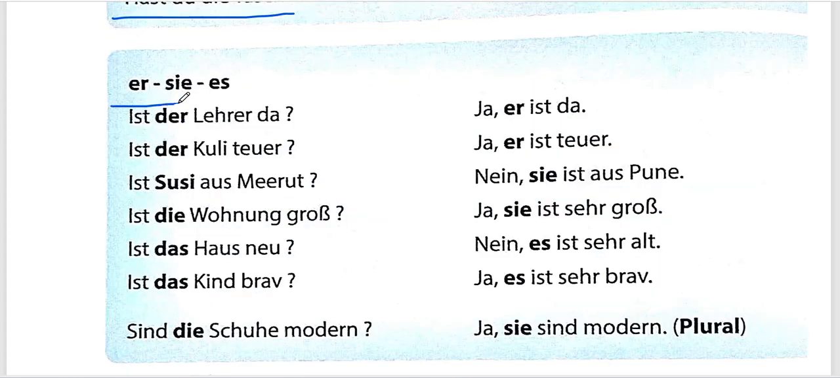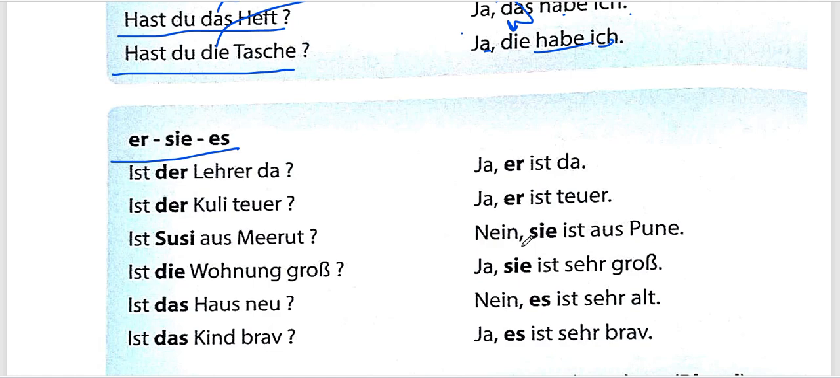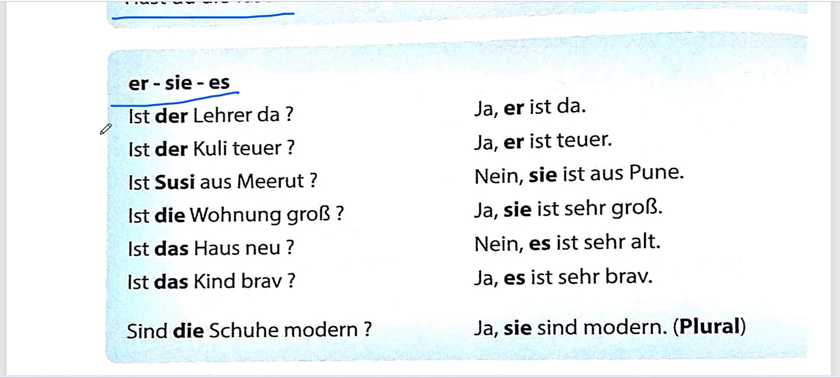So now we have the nominative. What is that? We'll be using the same thing, the der, die, das thing only. This der, die, das one, we use with people. So how do we do that? For example, let me give you one. "Ist der Lehrer da?" Is the teacher there? So instead of saying yes, the teacher is there, you can say yes, he is there. Is it easy? Yes. So that is why we are using this.